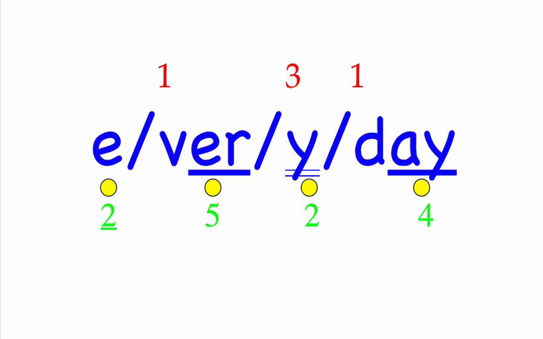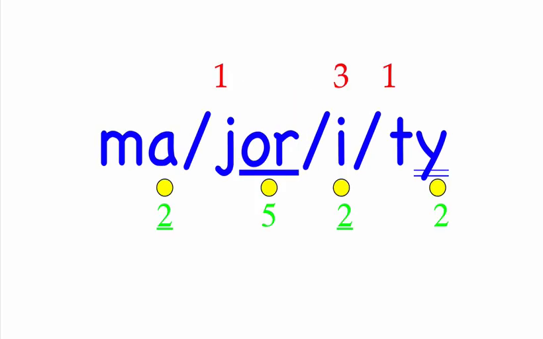Majority. In a democracy, the majority rules. First syllable ma, two sounds, m, a. Jor, two sounds, j, or. I, one sound. Ty, two sounds, t, e. Majority. Mark the word.